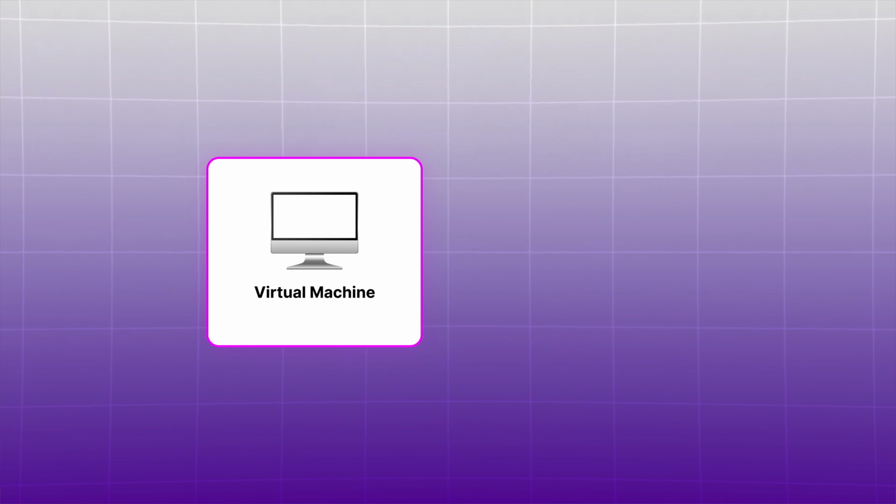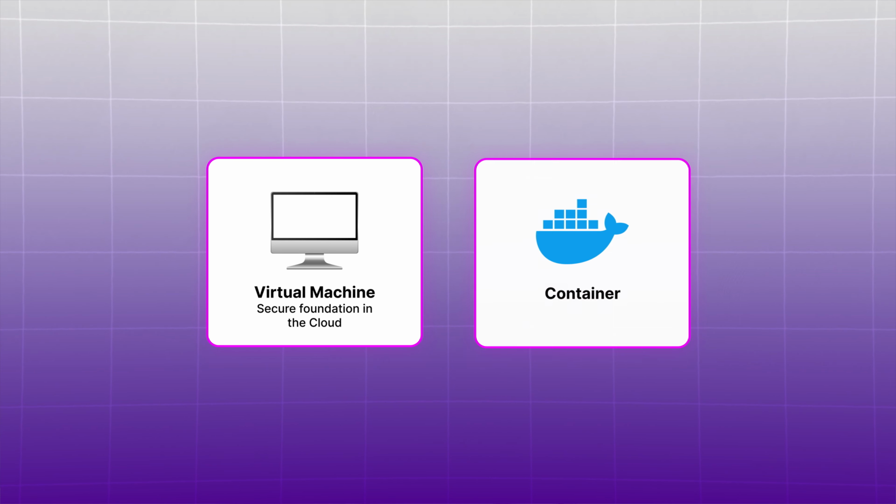And businesses use both. Virtual machines provide a secure foundation in the cloud, while containers help manage the applications that run on them. Containers became popular because they let you run more programs on the same hardware while keeping them separate from each other.